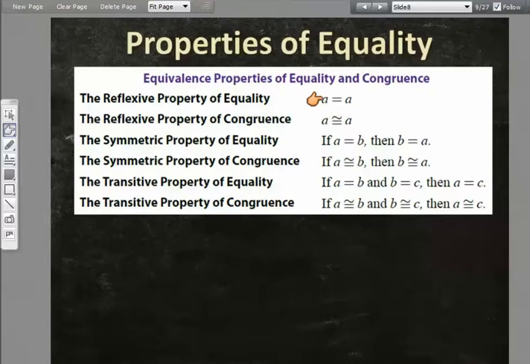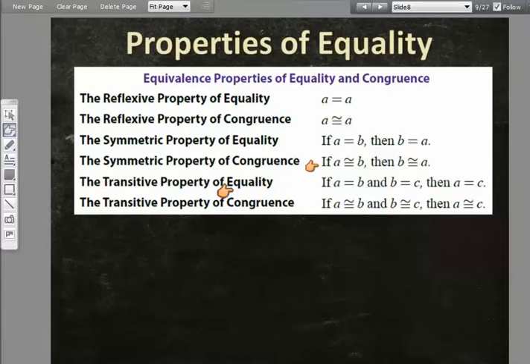This one up here could say A plus B equals A plus B. That would be reflexive. But notice down here, if A equals B, then B equals A. We flipped it. So that's what makes it symmetric and not reflexive. And the same property of congruence, if A is congruent to B, then B is congruent to A. So notice how B follows B.